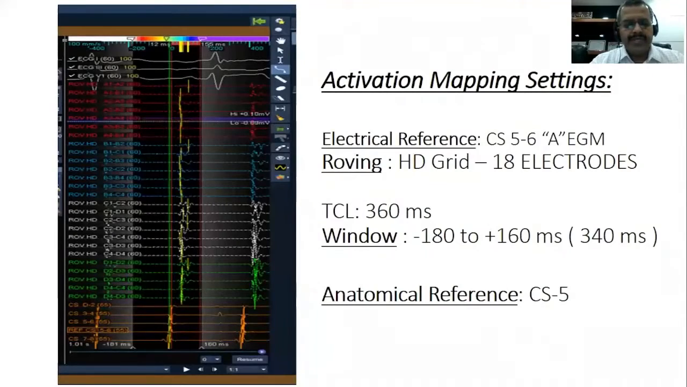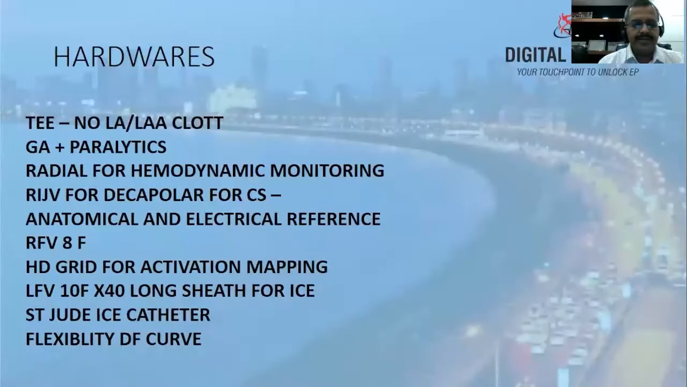The activation mapping was done with the HD grid with 18 electrodes. The electrical reference and anatomical reference was CS 5-6. The cycle length was 360 milliseconds, and the mapping window was minus 180 to plus 160, which was almost 90% of the cycle length. The procedure was done under GA.